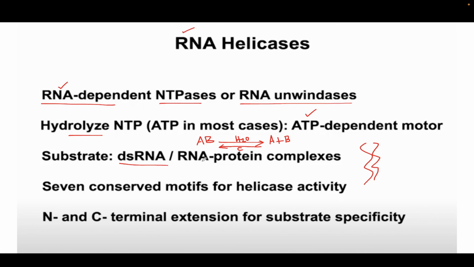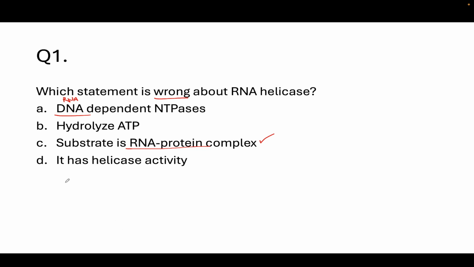Understood? Or RNA protein complex. This RNA helicase is also used to unwind or separate the RNA protein complexes. Fine? Now understood? Seven conserved motifs for helicase activity are already there, and N-terminal and C-terminal extensions for substrate specificity. To understand the substrate specificity, the N-terminal and C-terminal extensors are there, which have a crucial role. We'll be talking about it. Understood? So now you got your answer.